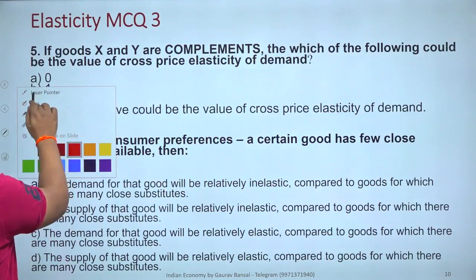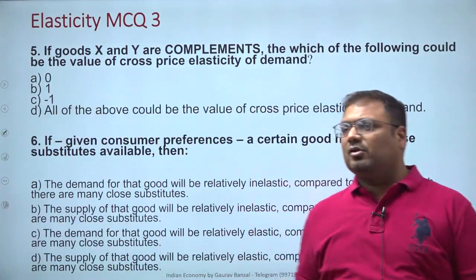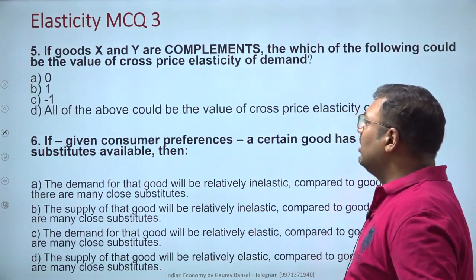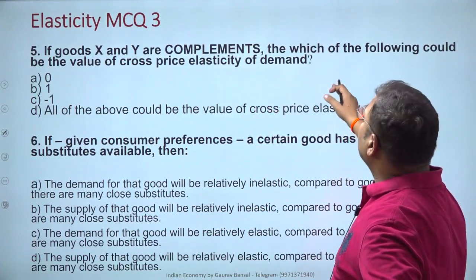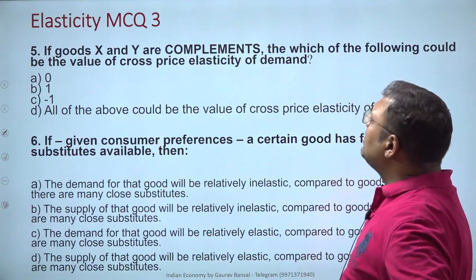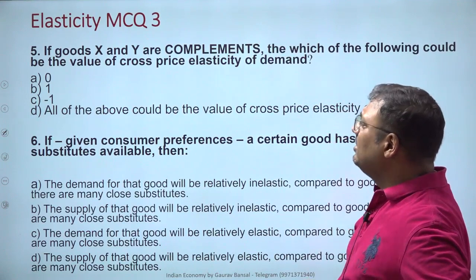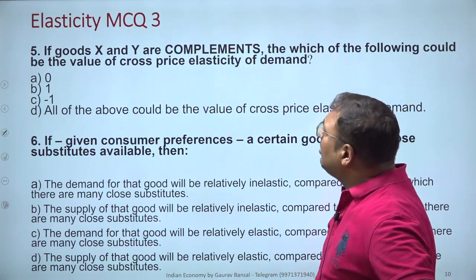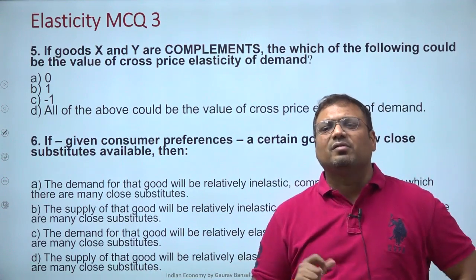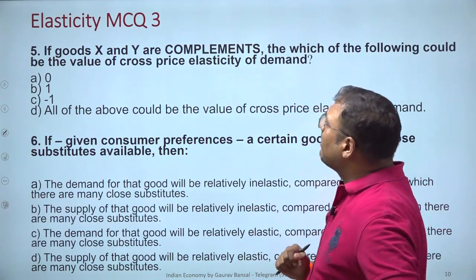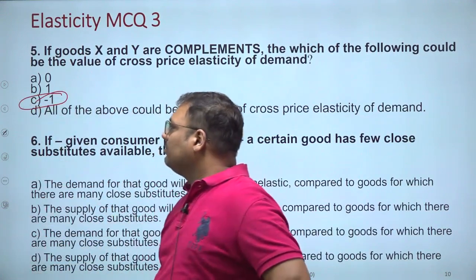As I told you, we are going to do a lot of practice in this, because practice is what will get you a good score in the examination finally. If goods X and Y are complements, then which of the following could be the value of cross price elasticity of demand? We just discussed it. For complements, elasticity is always negative. C is the answer.